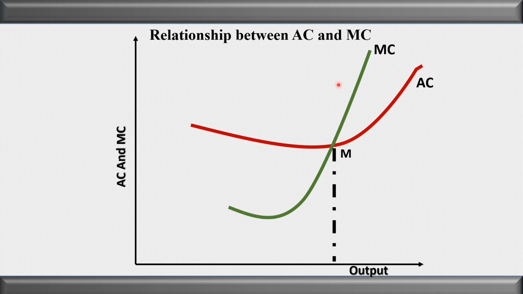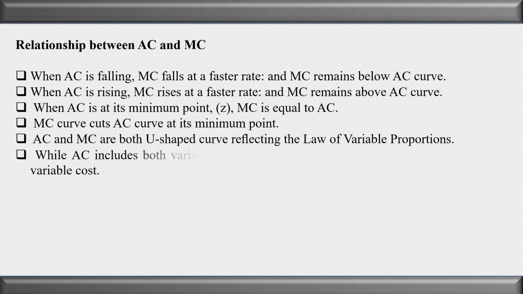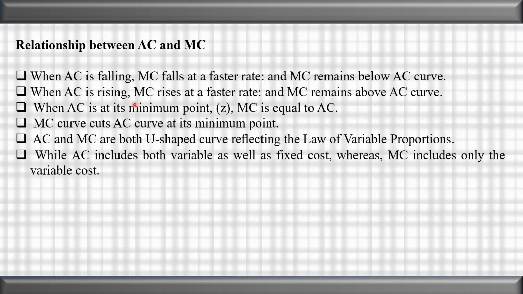The shape of marginal cost and average cost is the same, that is U-shaped. Both are derived from the total cost. So we have seen marginal cost decreases at a faster rate as compared to average cost. Marginal cost increases at a faster rate as compared to average cost. The point at which marginal cost and average cost are equal, average cost is at its minimum position. These are the points which we can see.